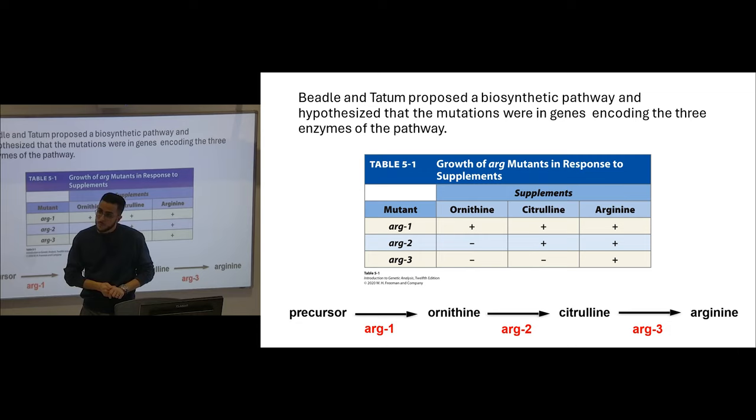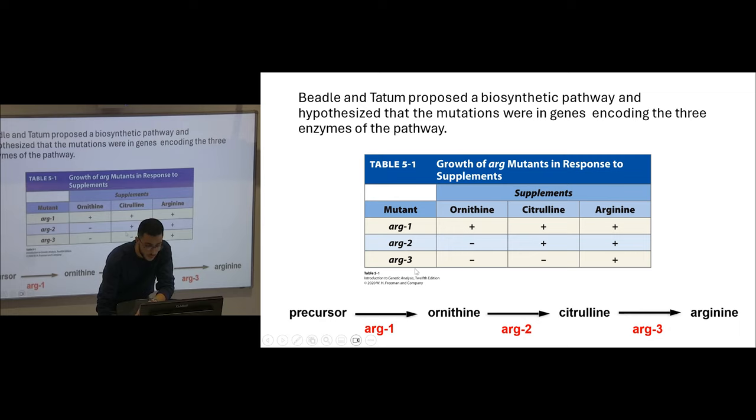So when this mutant here, this single mutant, so a mutant only in one gene, ARG3, does not require ornithine to grow because it can produce it from the precursor. Does not require citrulline because it can produce it from ornithine. But requires arginine because it cannot make arginine, because the enzyme that makes arginine is messed up. Make sense?